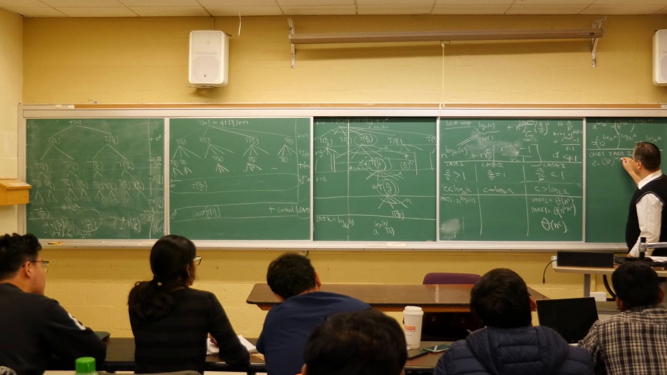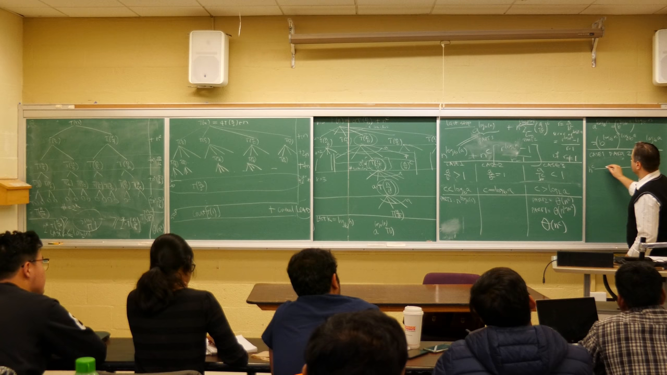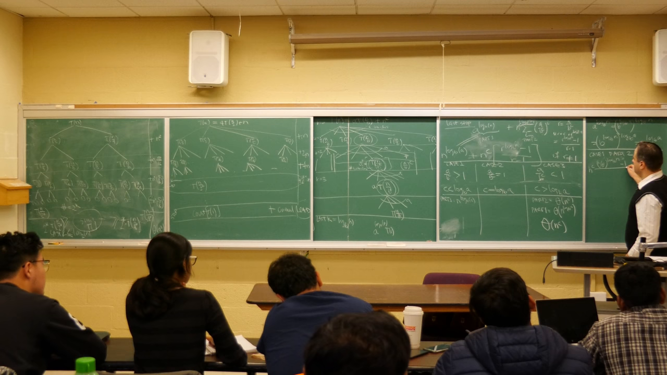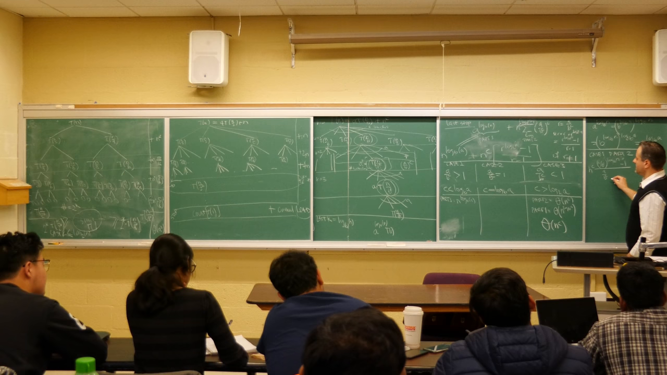n to the c times what? a by b to the c. That's the base, at power log base b of n, minus 1, right? Over a to the c, minus 1.